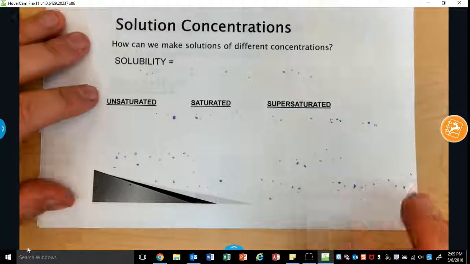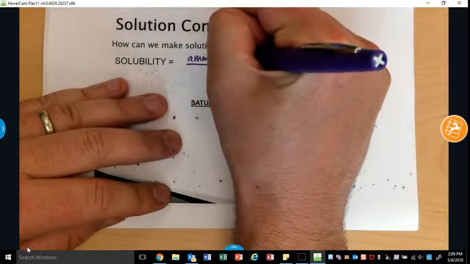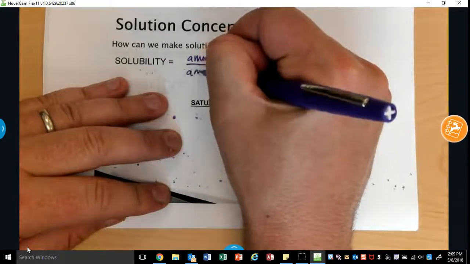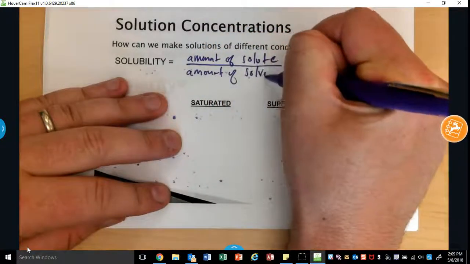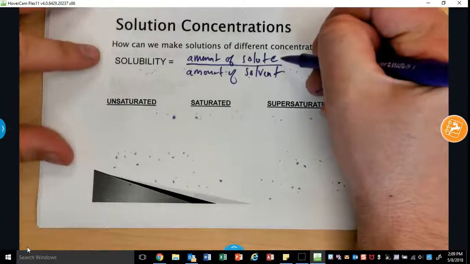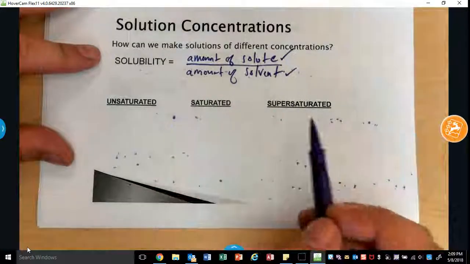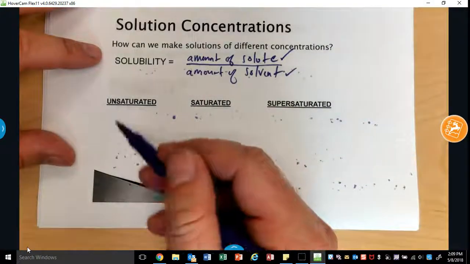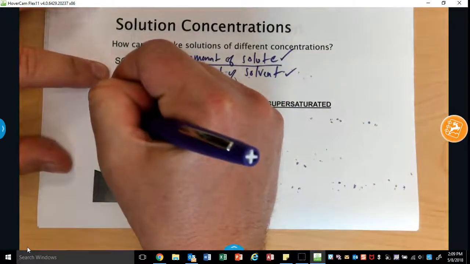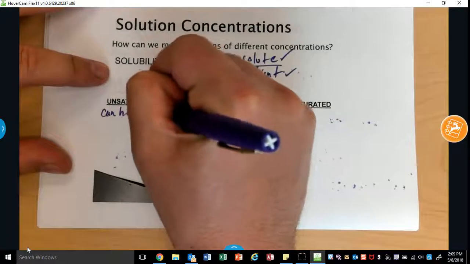All right, so solubility. We can actually quantify solubility as the amount of solute that will dissolve in a particular amount of solvent. Each solvent can only hold so much solute. And the more solute you can fit in a given amount of solvent, the more soluble that substance will be. So that brings us to unsaturated, saturated, and supersaturated solutions. Now, an unsaturated solution means a solution is not full. It can hold more solute.